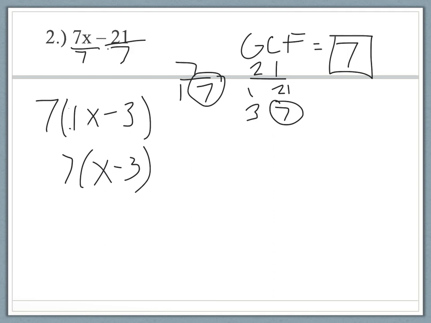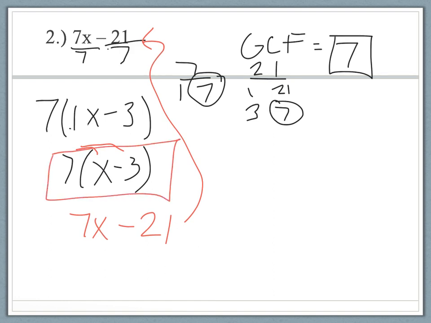Okay, and you can always double check your answer. Okay, because if I went back and just went backwards and distributed that 7, I should be left with 7x minus 21, which is our original. Okay, so that's an easy way to check to see if you did it right. But when we factor it, that is going to be our answer.